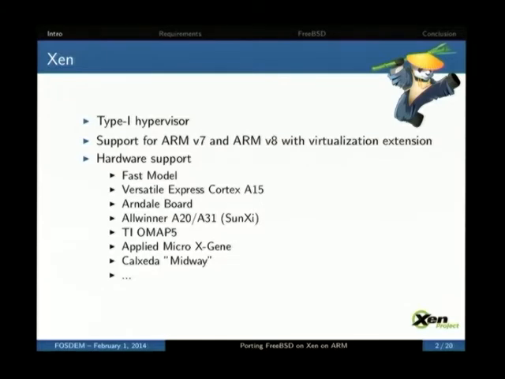We already have a bunch of hardware support, starting with the Fast Model and the Versatile Express Cortex A15. We did ports on different boards: Arndale board, Allwinner A20 and A31, TI OMAP5, and also on some servers. So Applied Micro X-Gene, an ARM 64-bit server, and Calxeda Midway, an ARM 32-bit server. And there are new ports that will be in Xen in the next few months.